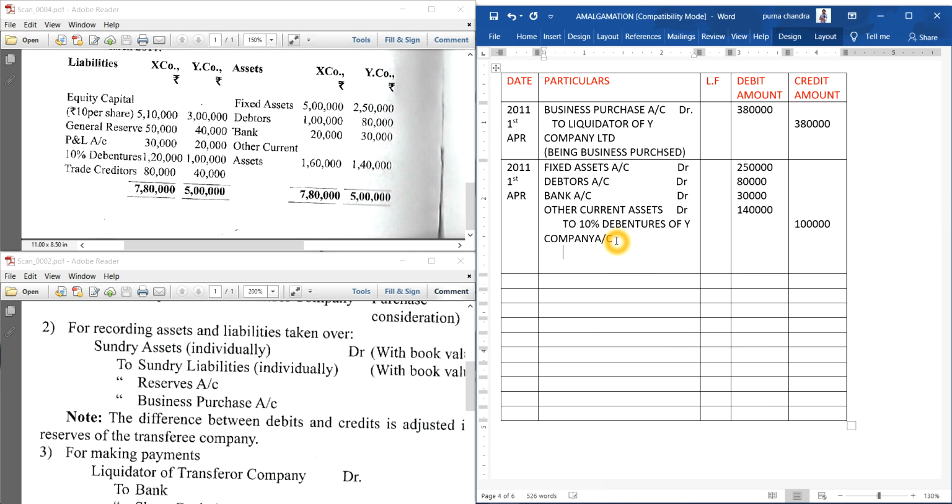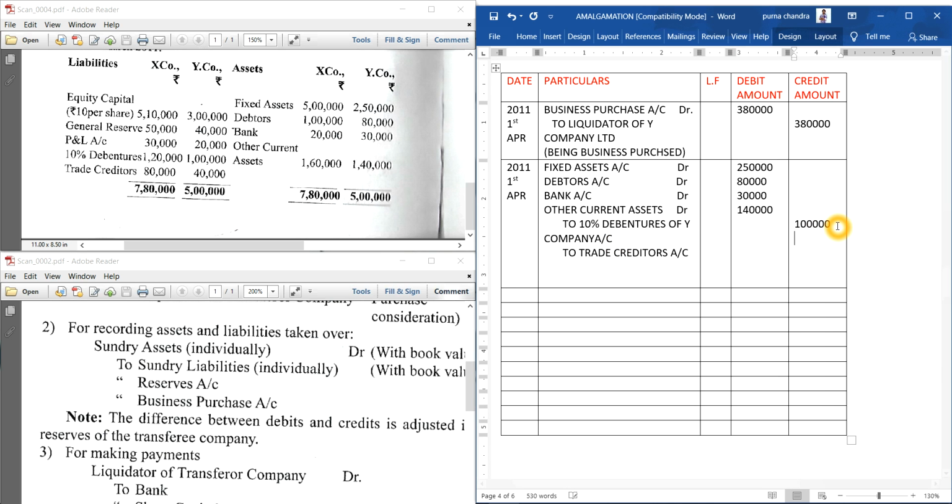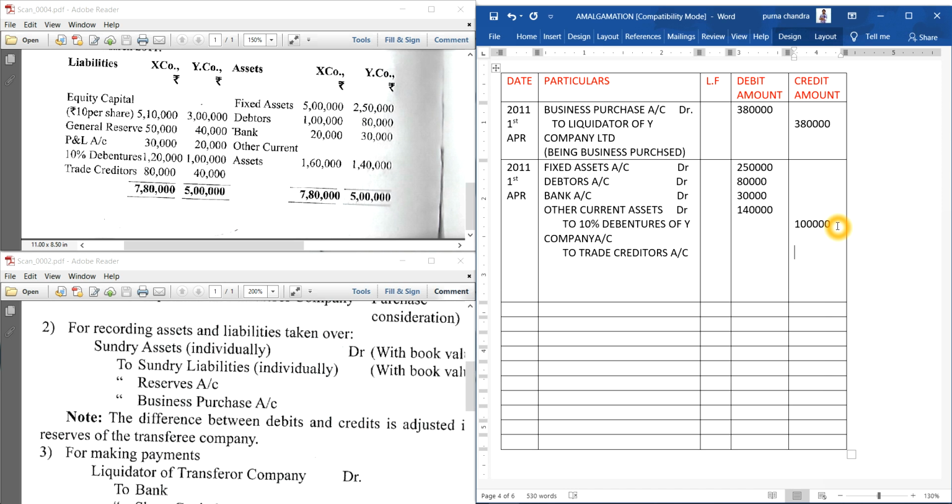Now next, write down another liability: trade creditors. Creditors account. How much, students? Trade creditors account 40,000. Over. Next, here what is the word they are using? To reserves account.